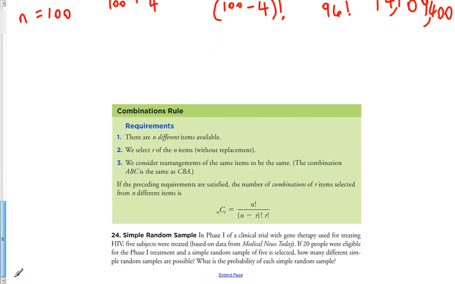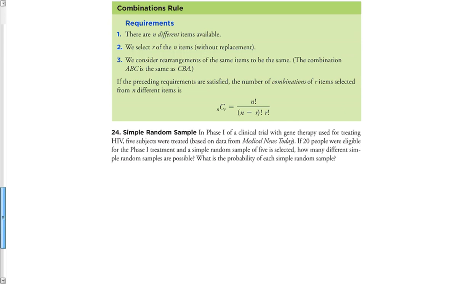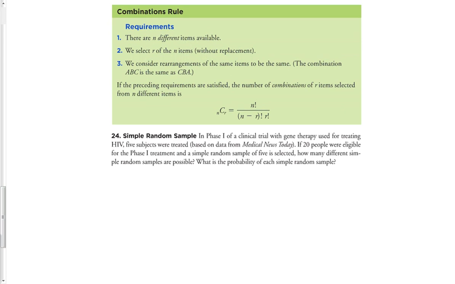All right, so the next rule we actually want to look at now is the combination rule. And like I said, the distinction between this rule and the last is that in this case, we're going to consider different sequences of the same three items to be the same. So ABC is no different than CBA. All right, so this rule says we still have the n different things, and we're selecting r of those n different things. And this is the formula here.